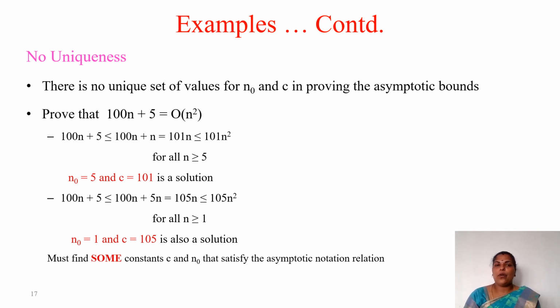Another thing you have to notice: there is no uniqueness, that is, no unique set of values for n naught and c in proving the asymptotic bound. Whatever constants you need, you can write. In proving this, each one of you will take different constant values. For n naught and c, different values can be substituted. But what is our objective? Ultimately, the condition has to be satisfied. That is the main thing. We must find some constants c and n naught that satisfy the asymptotic notation relationship. That alone is important. Other than that, you can try any constants. So there is no unique set of values for n naught and c.